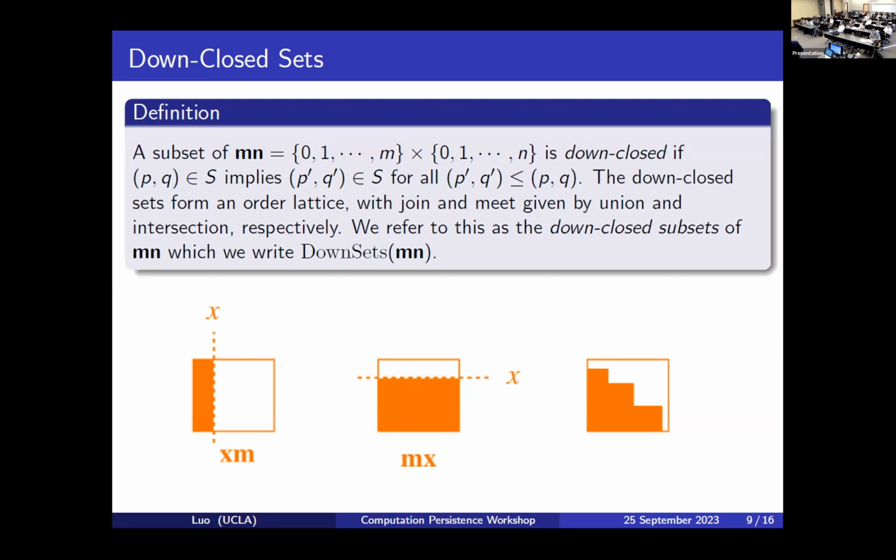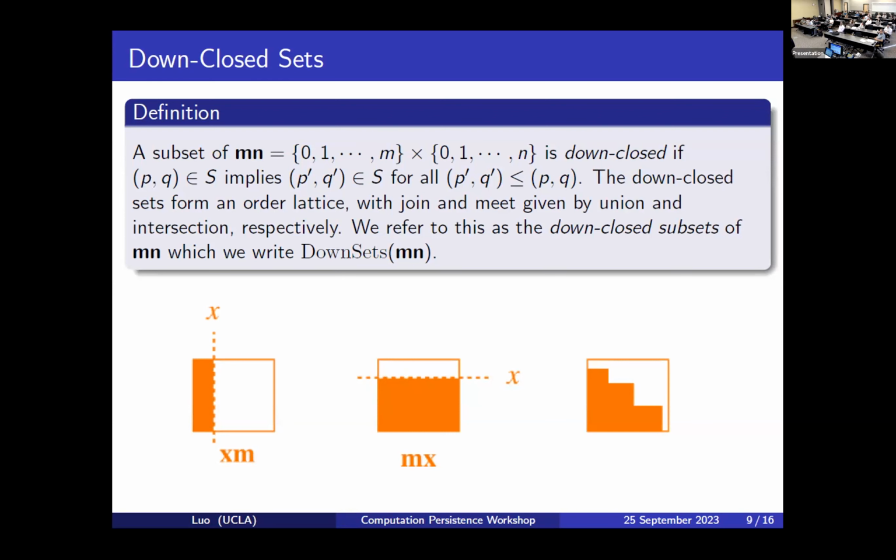What this in particular means is that if we have this point, we have everything below it and everything to the left of it. So basically, if this point is in it, everything here must be in it as well. And these are some examples of down closed sets. So here we have x^m and y^m, which in fact generates this lattice. And then we have some other one here.